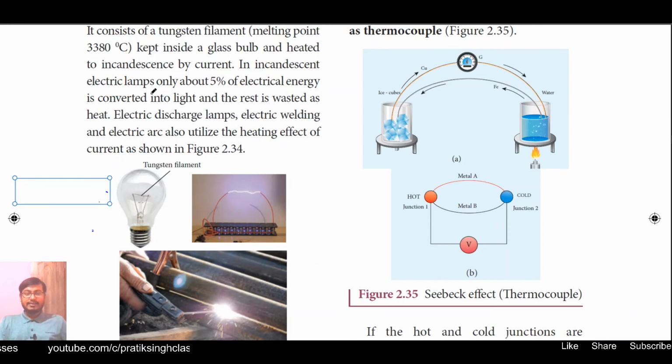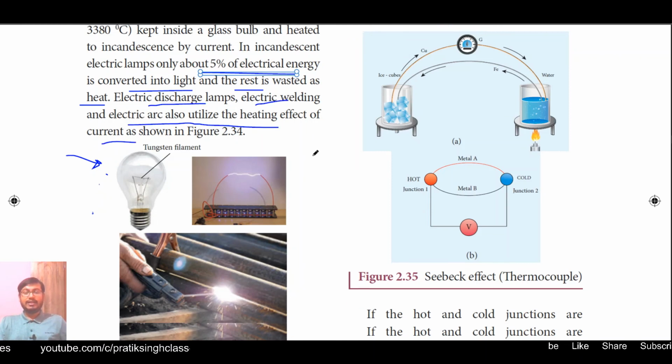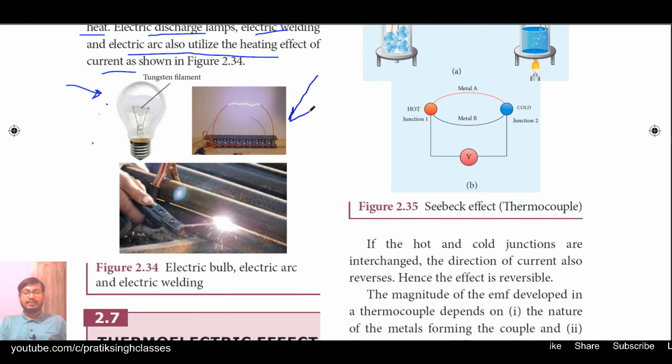In incandescent electric lamps, only about 5% of electrical energy is converted into light, and the rest is wasted as heat. Because a lot of energy gets wasted, we don't use these types of bulbs these days. Now we use LED bulbs which use very little electric current, and we get a lot of savings from them. Electric discharge lamps, electric welding and electric arc also utilize the heating effect of current, as shown in figure 2.34.